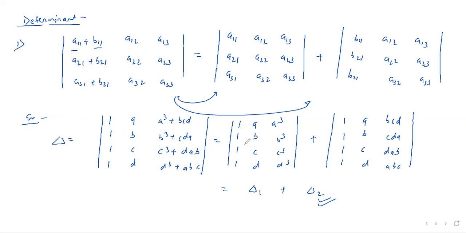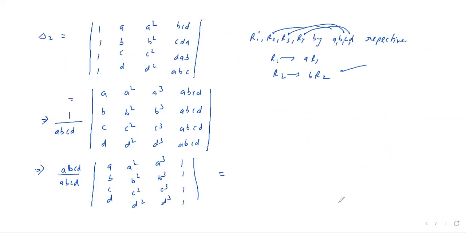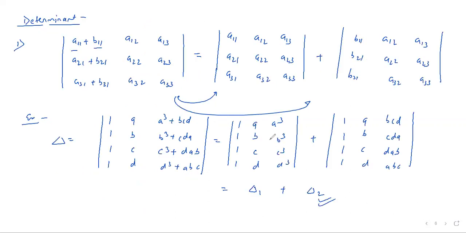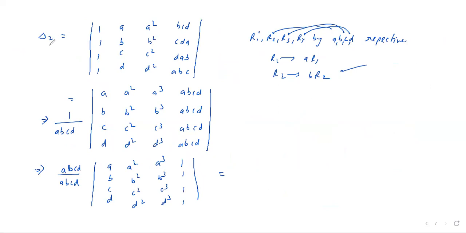What is our delta 1? Which is 1, 1, 1, 1; A, B, C, D; A cube, B cube, C cube, D cube. This is our delta 1. Okay, I forgot to write this: A square, B square, C square, D square. There is another term in between, and another row in this. I forgot to write this. So this is my delta 1, and this is my delta 2. That won't change much because I do the calculations with the original matrix.